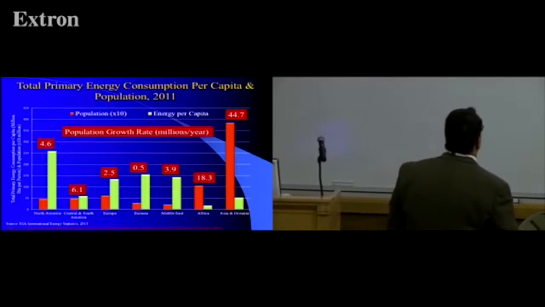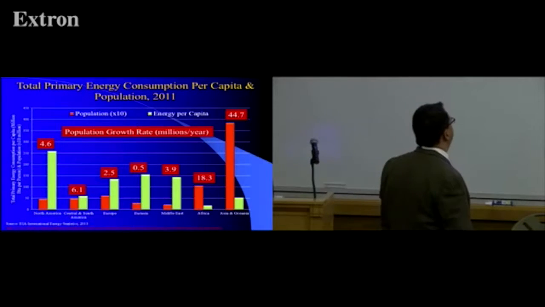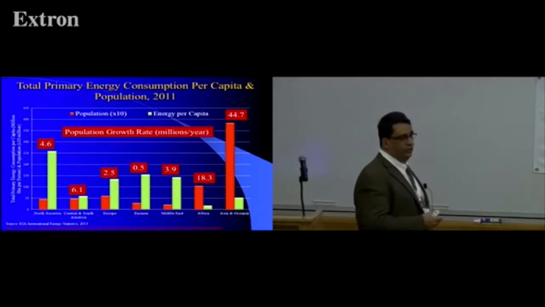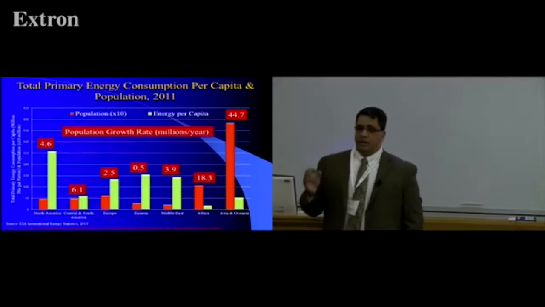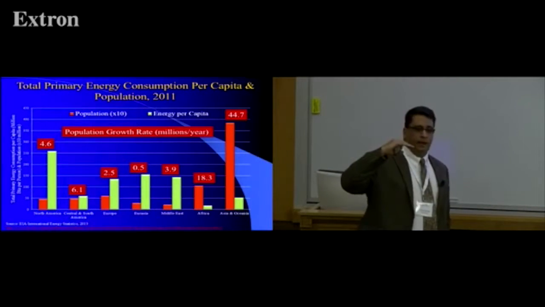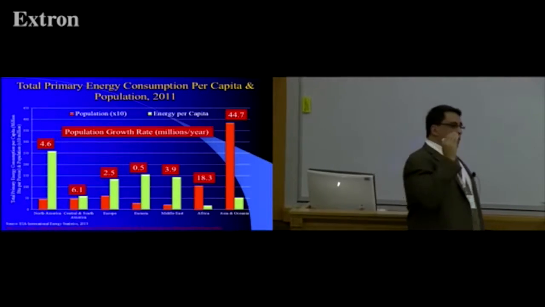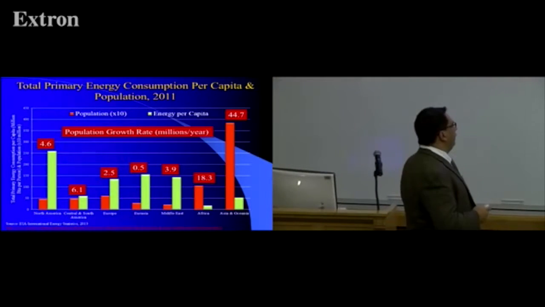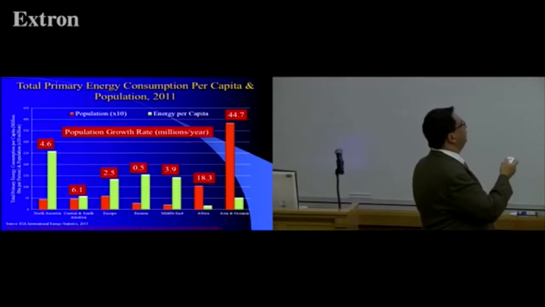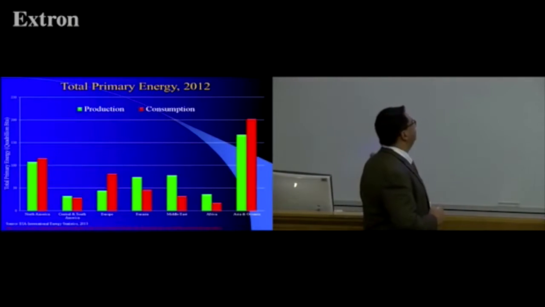Combining this with the population growth rates, China is going very high, 44 and a half million per year. If you were to compare that with Europe, for example, it's 2.5 million per year. So there's a big difference in the population growth. So if we're trying to develop or make lives better in developing and rural areas, we need to take into consideration the total impact on the environment. Just because Asia right now is not using a lot of energy per capita, if you add the population growth and also the population, then the total consumption will look a little bit different, as you can see here.